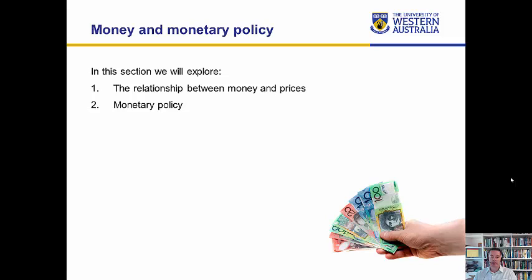So the easiest way to think about it at this point is monetary policy in Australia's case involves moving interest rates up and down to try to keep the inflation rate between 2 and 3%, whereas the relationship between money and prices involves looking at how changes in the supply of money affects prices. So the distinction between 1 and 2 will become clear as we move through the course.